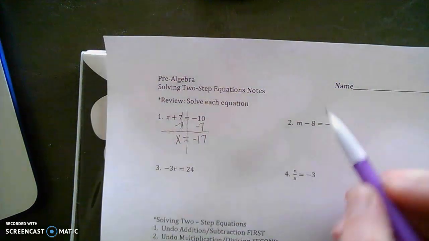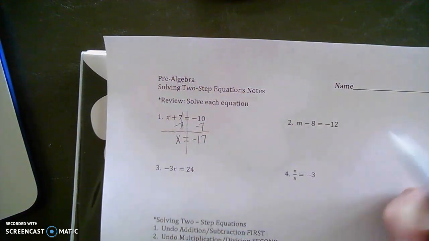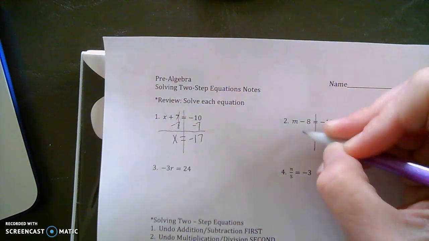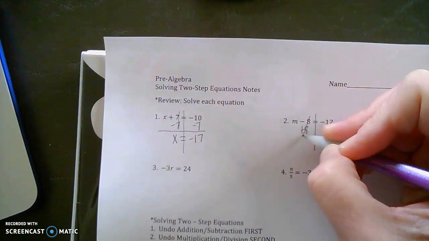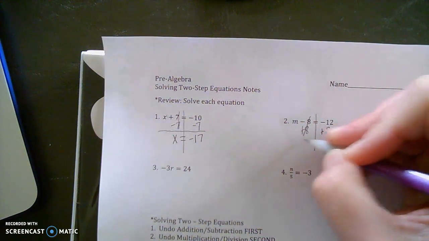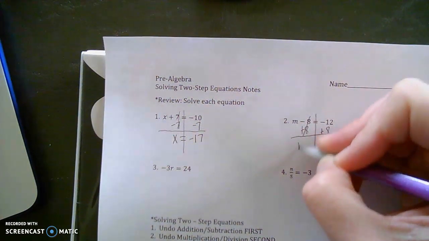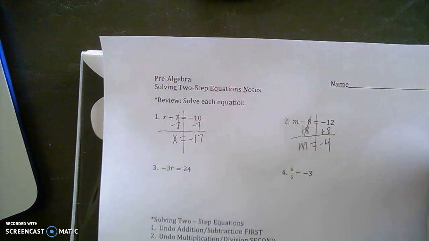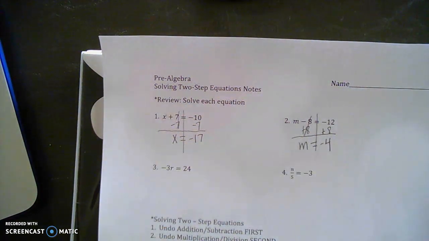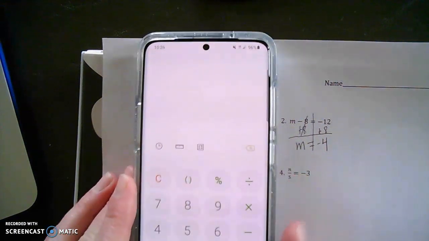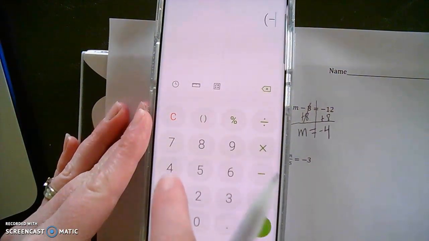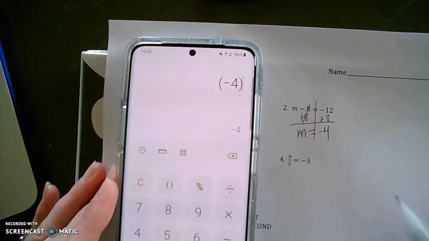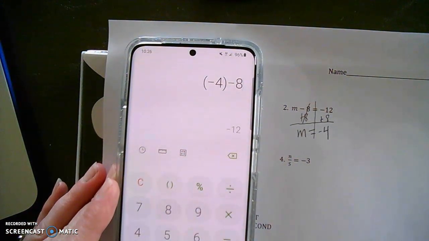All right, this one here, what's happening is subtracting 8. So to undo subtract 8, we need to add 8. Remember, that needs to go away. Whatever you do to one side, you do to the other. So m equals -12 plus 8 is -4. So again, if you want to check your work, you're going to do -4, that's what we got for m, minus 8. Make sure it equals -12, and it does.